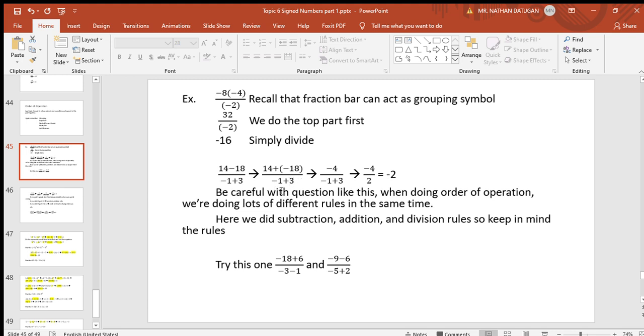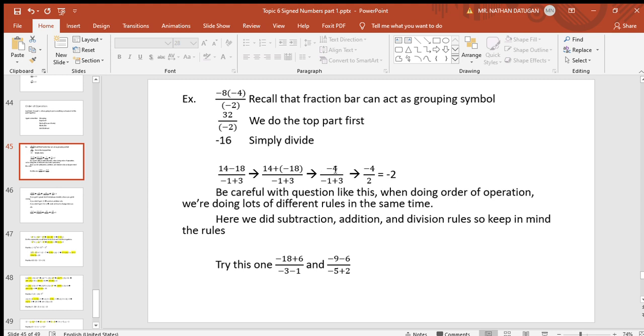Now the bottom part doesn't change. 14 plus negative 18 is, now we're adding different signs. Different signs, what do we do? Add or subtract? We subtract. So 18 minus 14 is 4. And which one is the larger number? 14 or negative 18? Absolute value wise, negative 18. So that means our answer is negative 4 on the top.